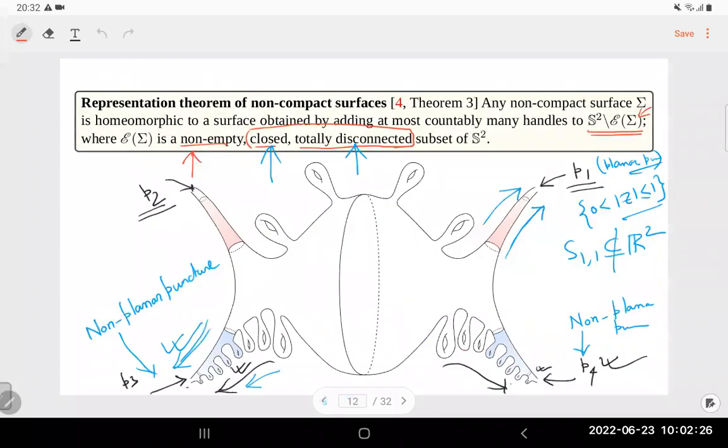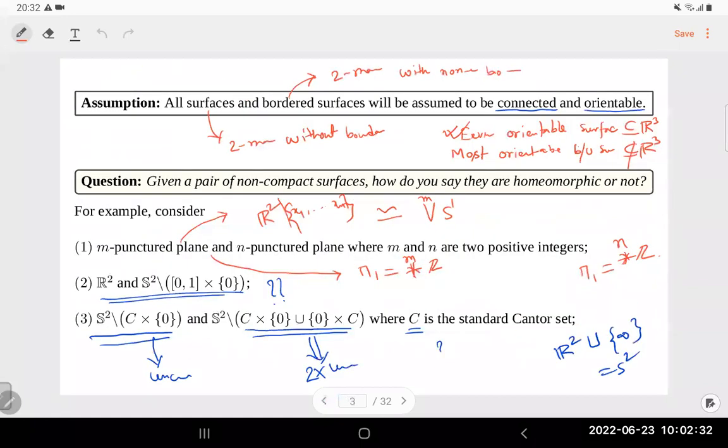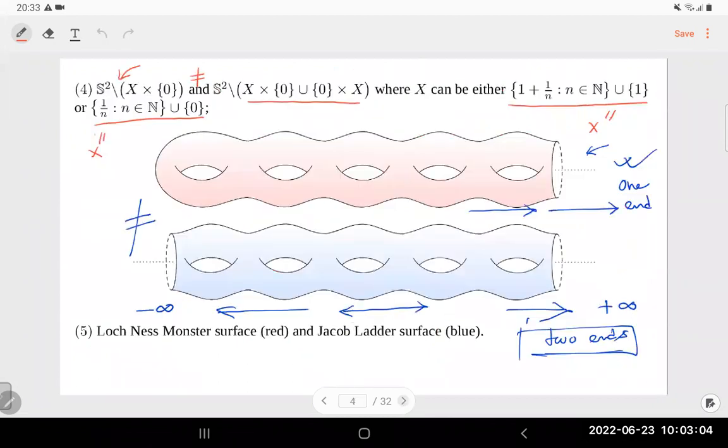Okay, let's move on. So here is question number 1. Question number 1 says that an M punctured plane and an N punctured plane, so we are deleting M points from the plane, and M plus 1 points from the sphere. For the N punctured plane, we are deleting N plus 1 points from the sphere. So they are homeomorphic if and only if there exists a bijection between their puncture sets. The cardinality of the puncture set is just M plus 1 and N plus 1, and there will be a bijective correspondence if and only if M equals N. So this answers the first question. And the fourth one is this one.